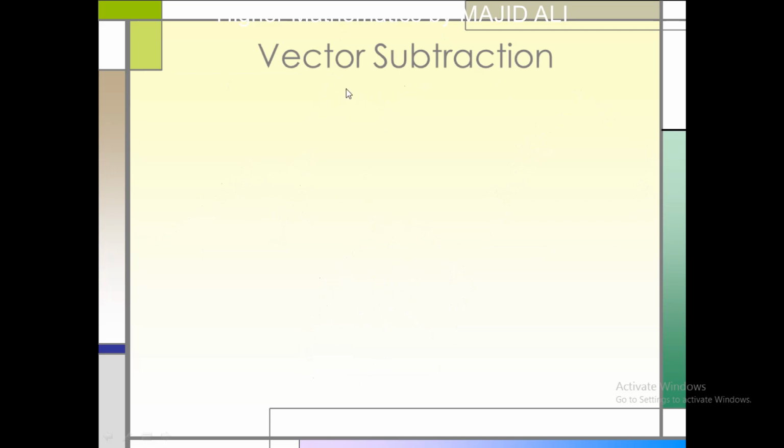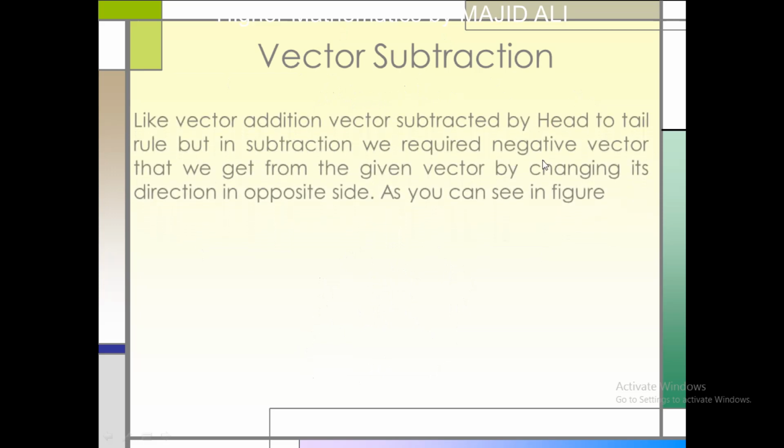Now we will see the vector subtraction, which also takes place by using the head to tail rule. But in subtraction we require the negative vector, which we get from the given vector by changing its direction to the opposite side. This is vector A and this is vector B, and if we add two vectors, then this is the addition of vectors, but we need to subtract vectors. That's why we require a negative vector of B, which has the same magnitude and opposite direction, as we saw in the previous lecture, the definition of negative vector.